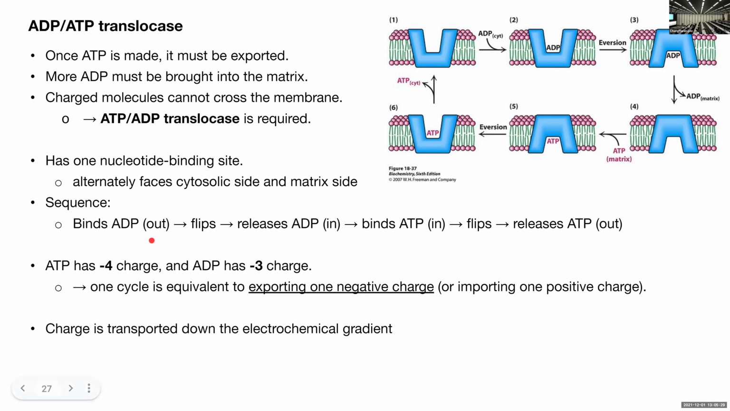And in the end, it will be exporting one negative charge, because it exports the ATP, which has 4 negative charges, but it imports the ADP, which has 3 negative charges. So that means you're exporting just 1 negative charge for 1 cycle, right? And that is the same as importing 1 positive charge. So exporting 1 negative or importing 1 positive is sort of the same thing.